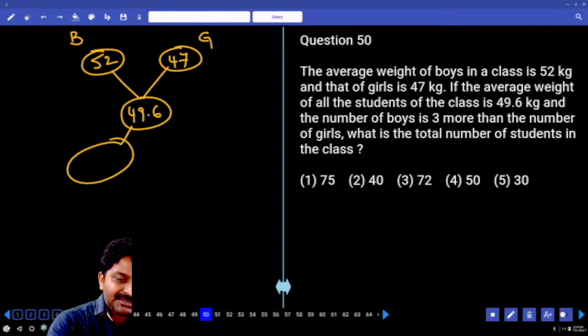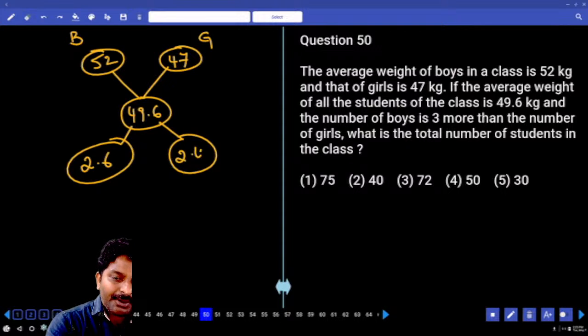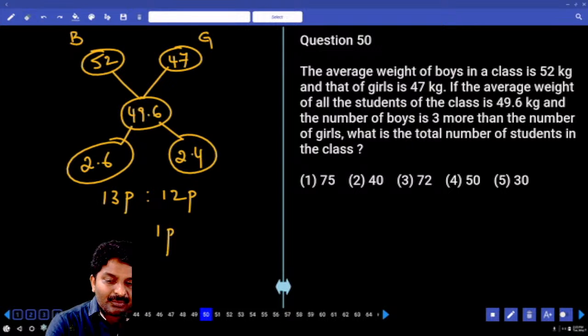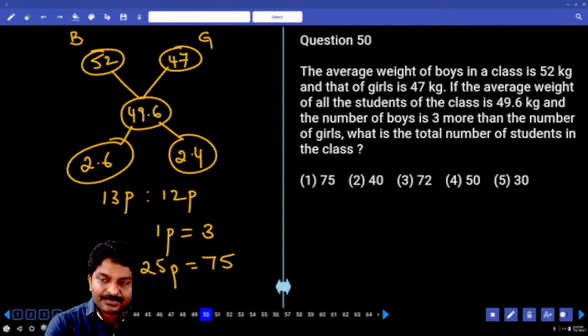If you add both boys and girls, you'll get the class average, 49.6. Difference 2.6, difference 2.4. So 26, 24 we can write. Simplified value 13:12. 13 parts, 12 parts. Difference 1 part. Difference in persons 3. Total people 25 parts.